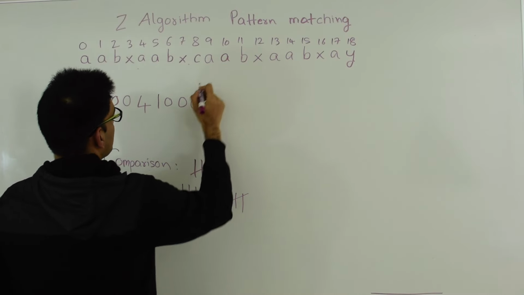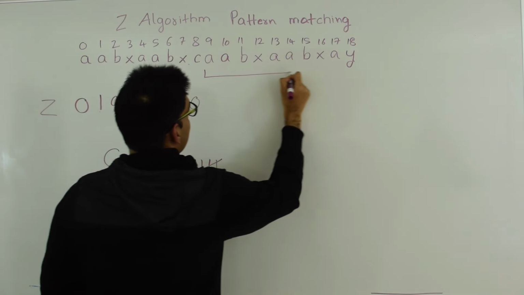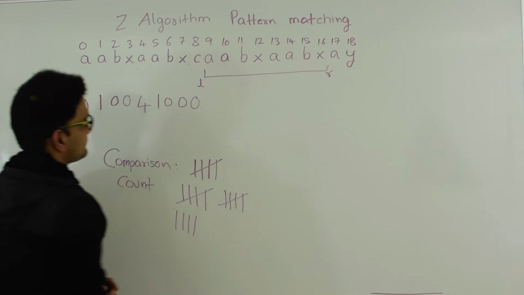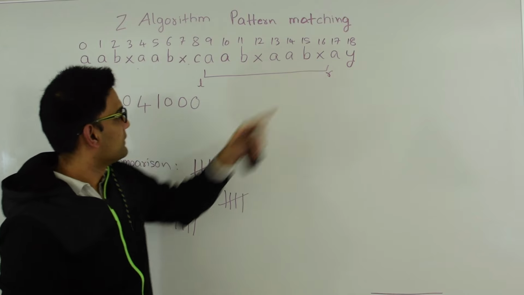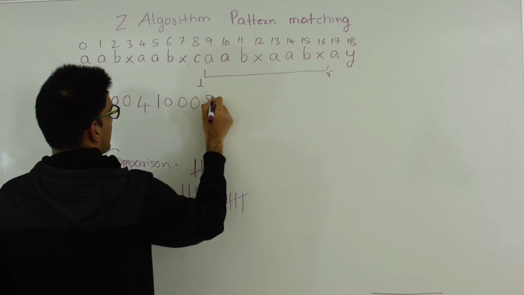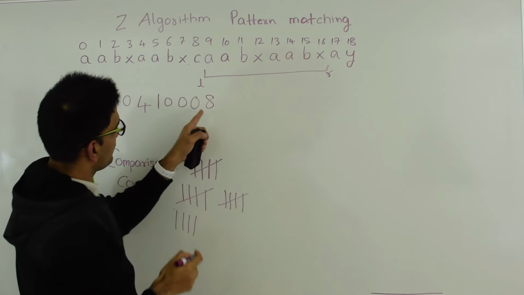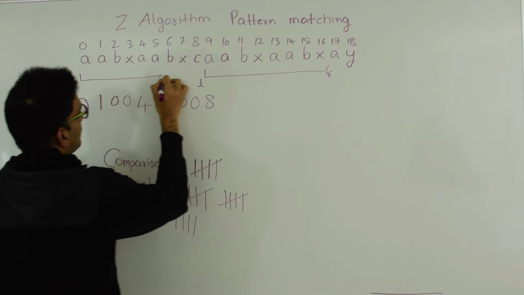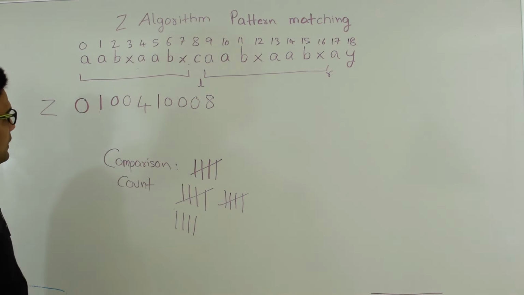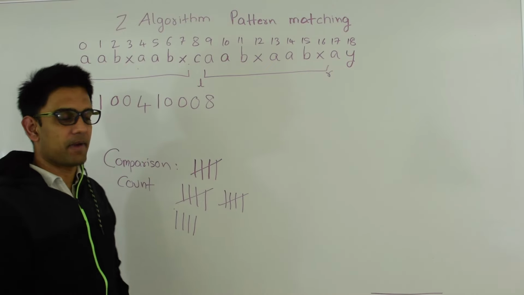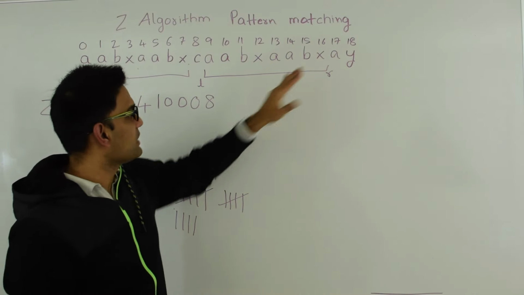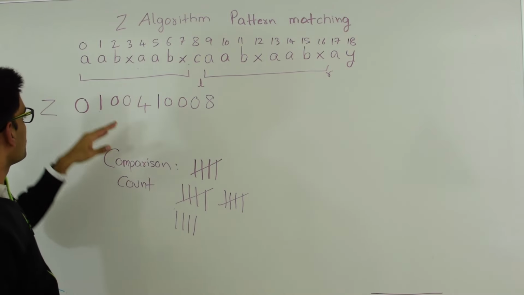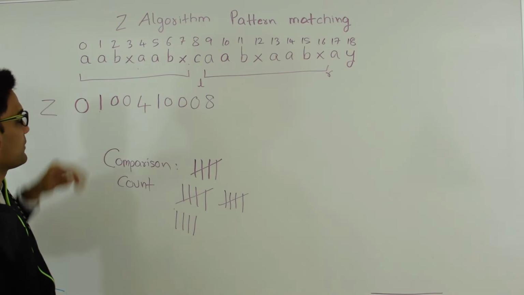Let's draw the Z box here. This is my left and this is my right of the Z box. Now I know that there is a substring of length 8 which is also the prefix, going from here to here. Now again, just like before, my idea is not to do any more comparisons for all the characters in this box, but try to use the values which I have already calculated before.